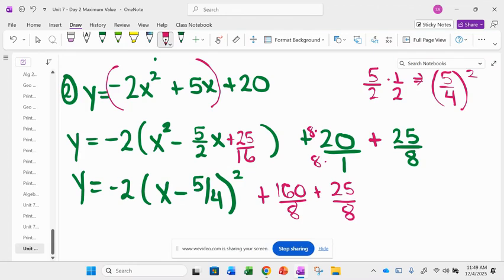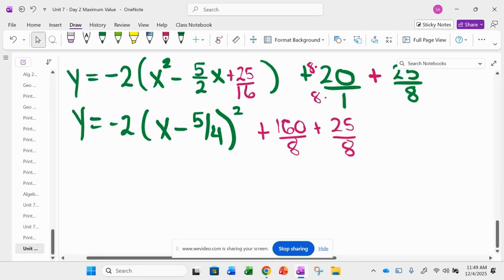Everybody okay with what I did there? Stephen? Why did I add 50/16? Oh, okay. So here, inside the parentheses, we added 25/16, right? But it wasn't really 25/16 because of the -2. So -2 times 25/16 is a -50/16. And so now to cancel that out, minus 50/16, I have to add 50/16.